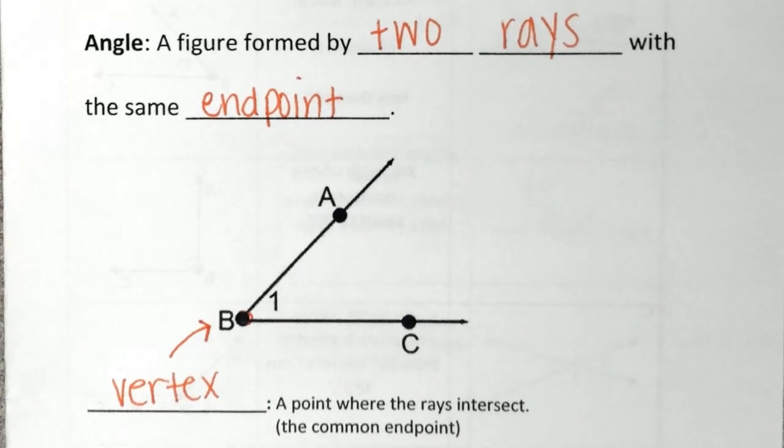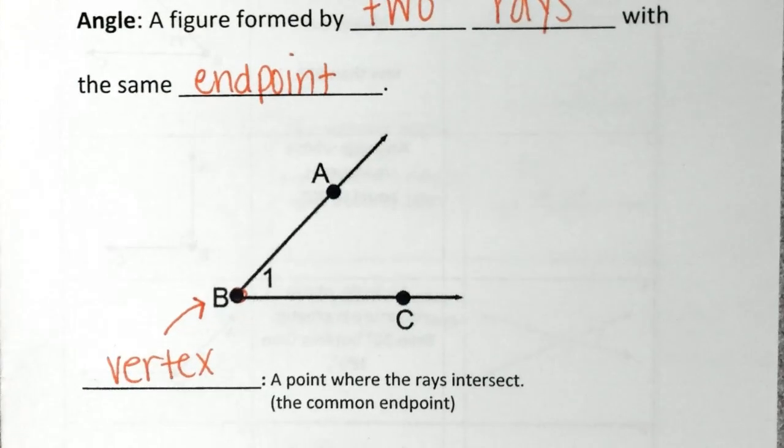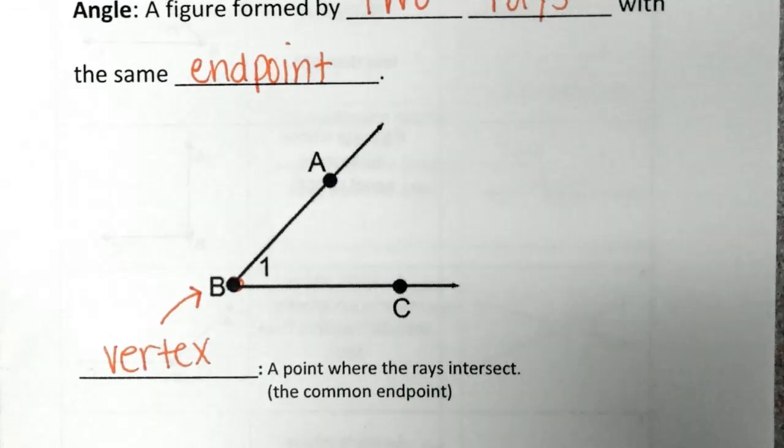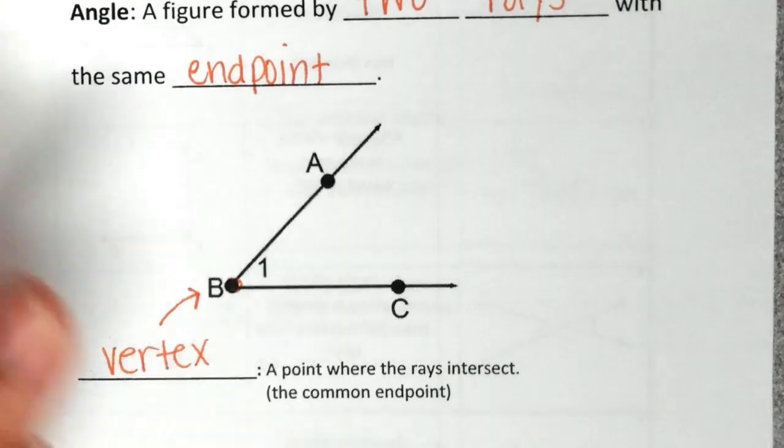You should be writing these notes with me. Okay, a vertex is a point where the rays intersect. Now, somebody said lines earlier instead of rays. If you have 2 lines, it does create an angle. You're not wrong. But in this case, this one by itself.